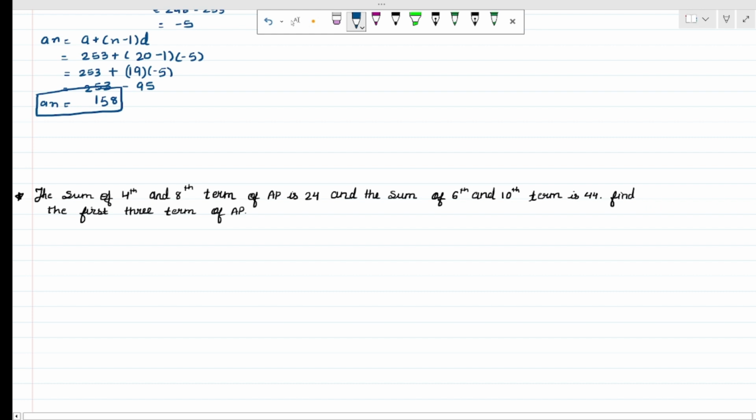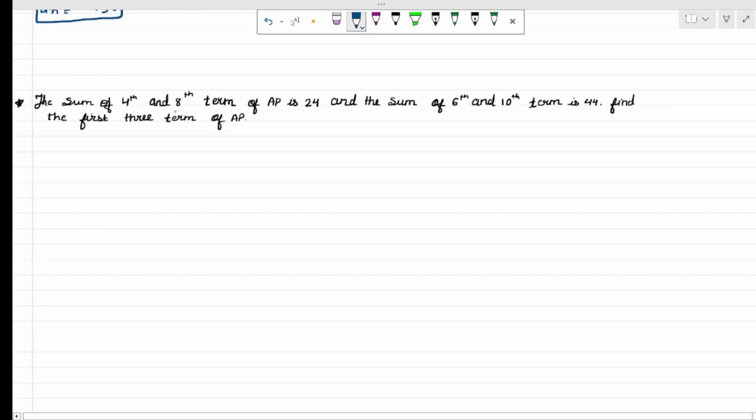we have the next sum which says the sum of the fourth and the eighth term of an AP is 24. In this question, we are given in an equation format that the sum of the fourth and eighth term. That means A4 plus A8 gives me 24. And the next says the sum of the 6th and 10th terms gives me 44. That means my next equation says A6 plus A10 gives me 44. So this becomes my equation number 1 and this becomes my equation number 2. Okay, now solve this. What does my A4 become? So substitute your formula.